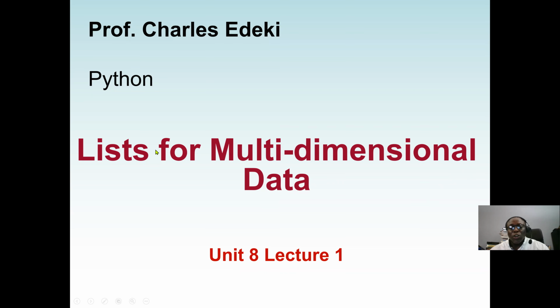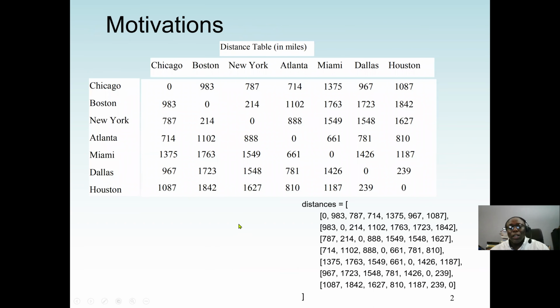In these lectures, we shall go through lists for multi-dimensional data, and we are going to concentrate on a two-dimensional list. So our main objective in this course is how can we store data in the form of a table, consisting of rows and columns. And that's the motivation behind this topic.